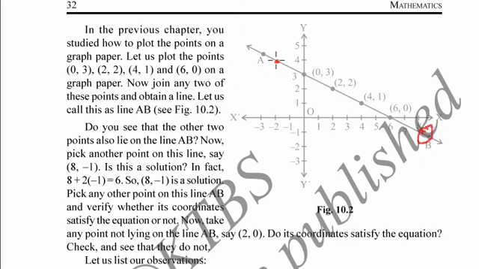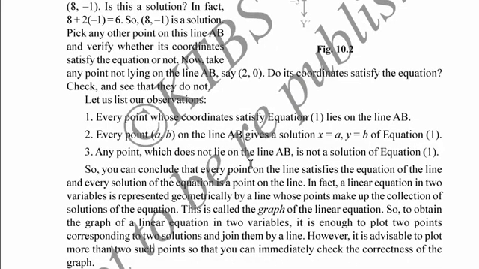Every point has got an ordered pair, right? x, y. This point has a value x, y. Even this point has some coordinates, x coordinate and y coordinate. Every point that lies on this line is a solution for the given equation. And any point which doesn't lie on this line is not a solution for the given equation.